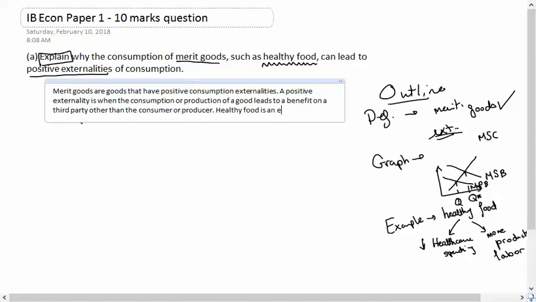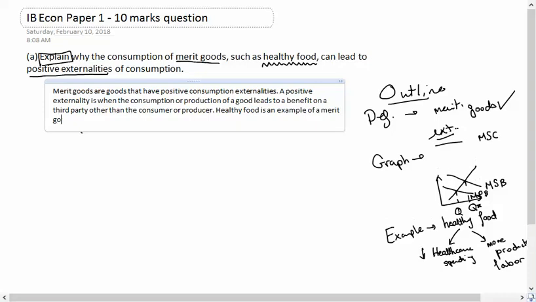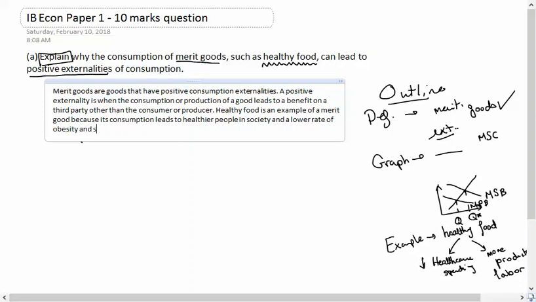Healthy food is an example of a merit good because its consumption leads to healthier people in society and a lower rate of obesity and sickness, thus lower government spending on healthcare. And thus we identified what's the externality in it. So what do we do next?